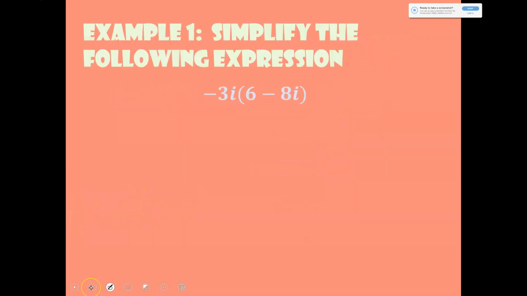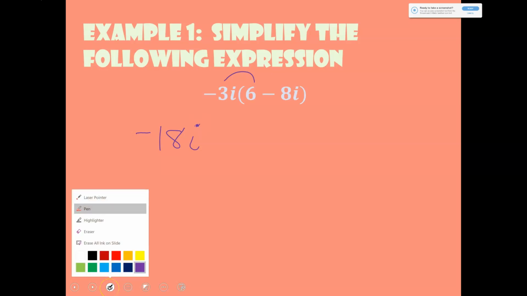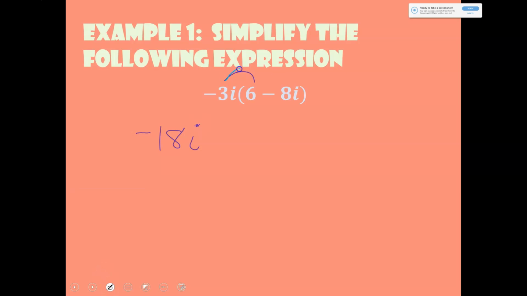All right, so let's do an example. So we're going to start simple, and we're going to do just a simple distribution, not a double, just a single one, okay? So first thing you need to do is distribute. So we're going to take this negative 3i and we're going to distribute it. Negative 3 times 6 is negative 18, and then it has the i, okay? Then we're going to distribute again. Negative 3i times negative 8i. Well, negative 3 times negative 8 is a positive 24, and then i times i is i squared.